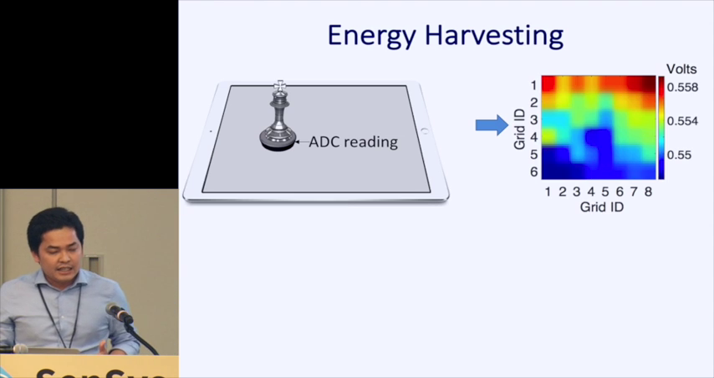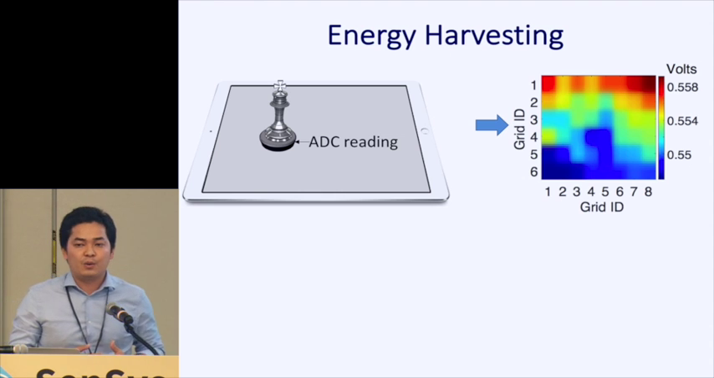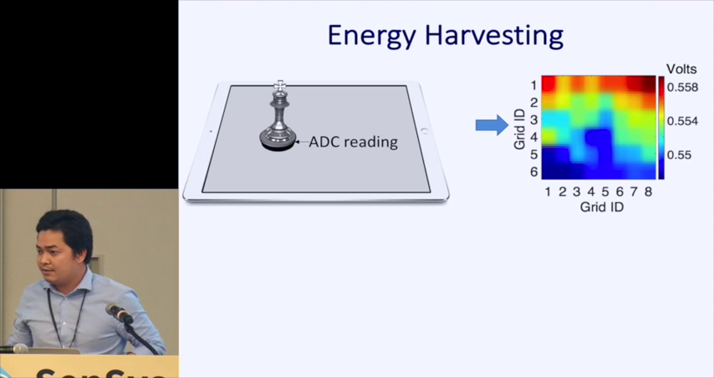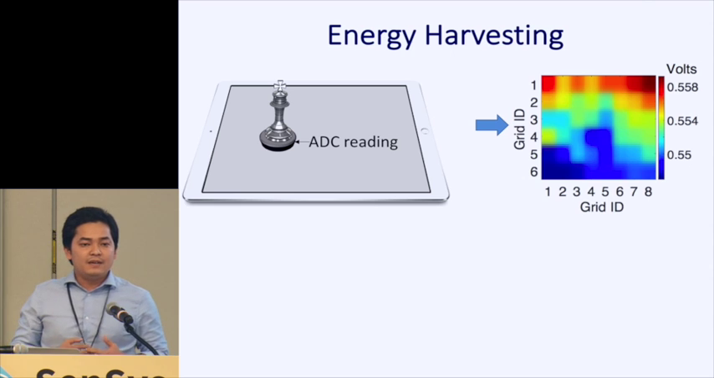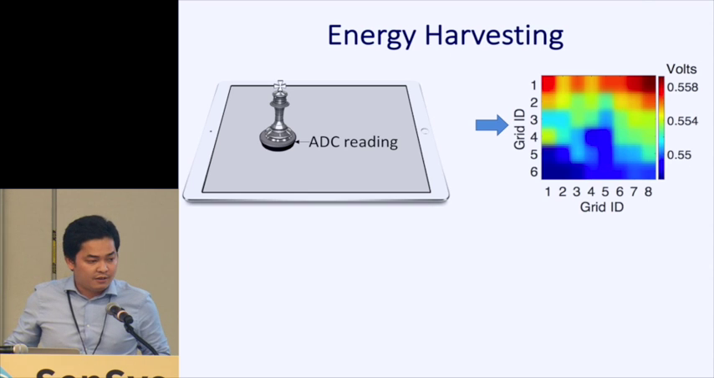So the key idea comes from an experiment similar to the one we did before, where we had the oscilloscope measure the leakage voltage on top of the touch surface. So we built our own token to do the ADC reading to try to capture the level of voltage that leaks on top of the touch surface.